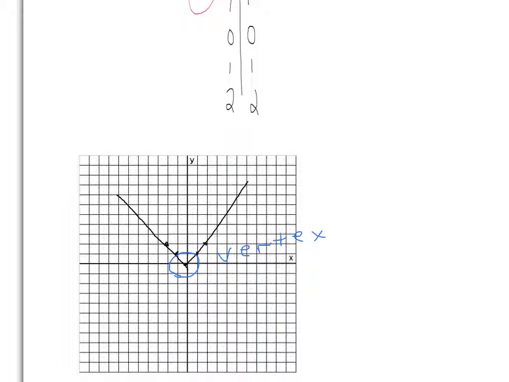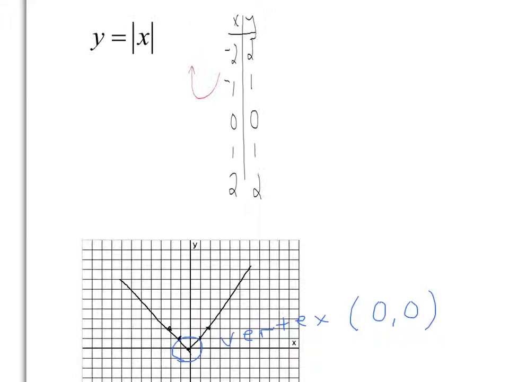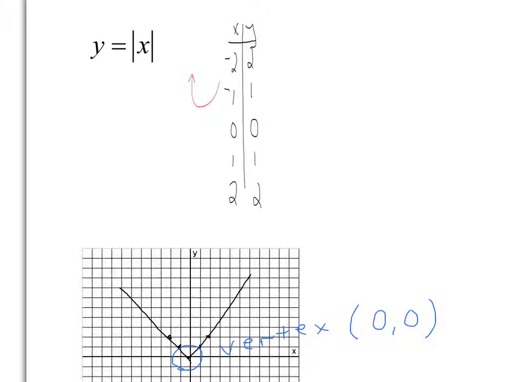The coordinates of the vertex in this example were 0, 0. And you can see that's the number in the middle of the table. And that's one of the reasons I picked these numbers. I always want the vertex to be the middle number in the table to make sure I get both sides of the V in my table of values.